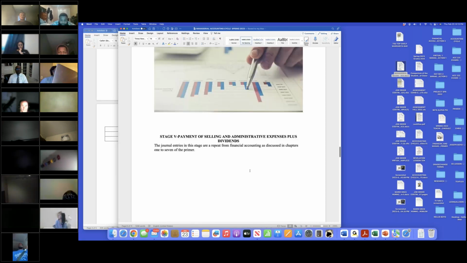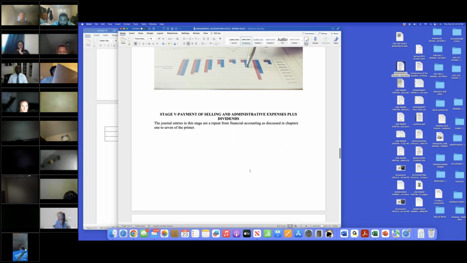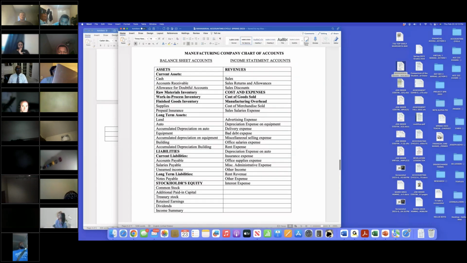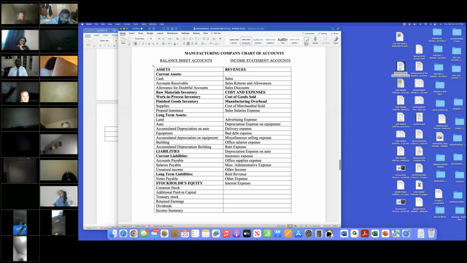Then we pay our selling and administrative expenses. That's not a hard thing to do. Now here's our chart of accounts, and we have 3 new accounts on the asset side: raw materials, work in process, and finished goods inventory. So now you've got 3 inventories. And then we've got cost of goods sold, and we have manufacturing overhead. So in the manufacturing process, those are the additional accounts.